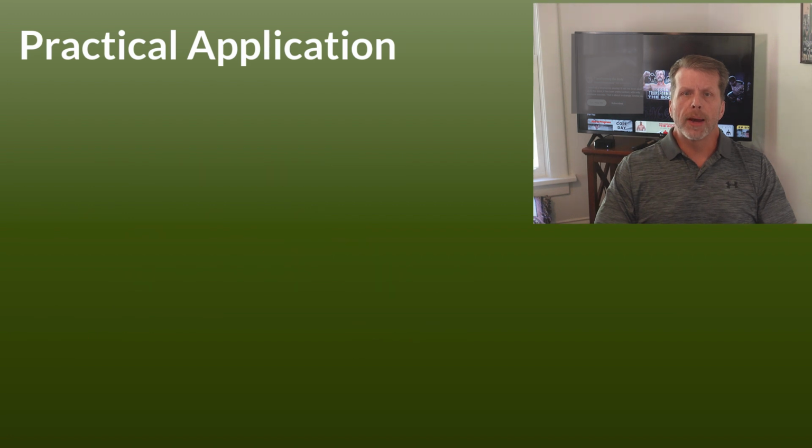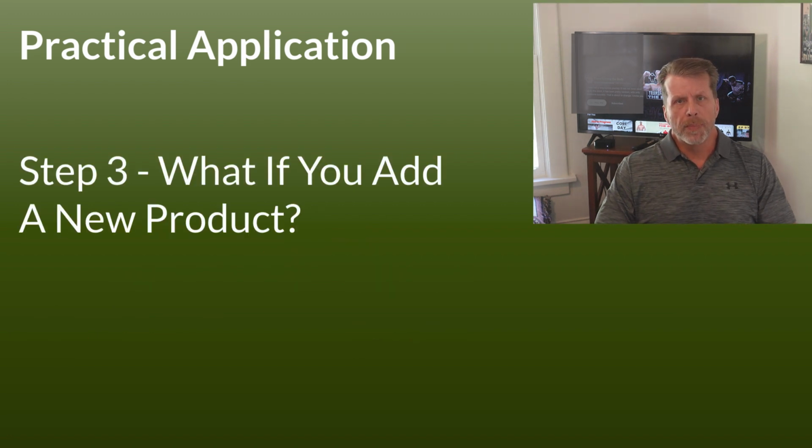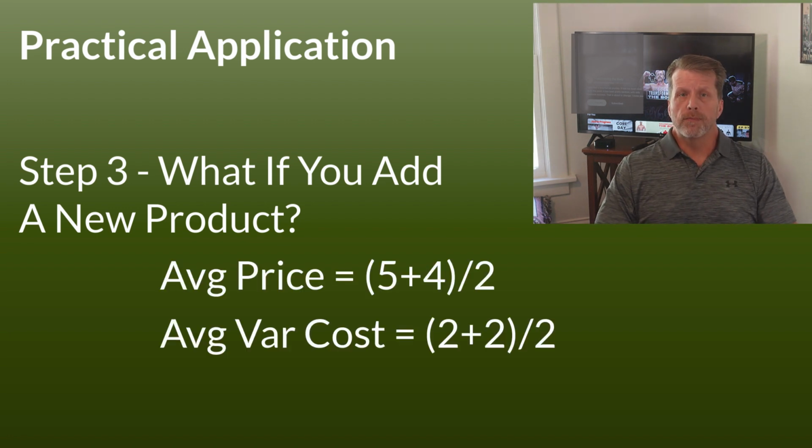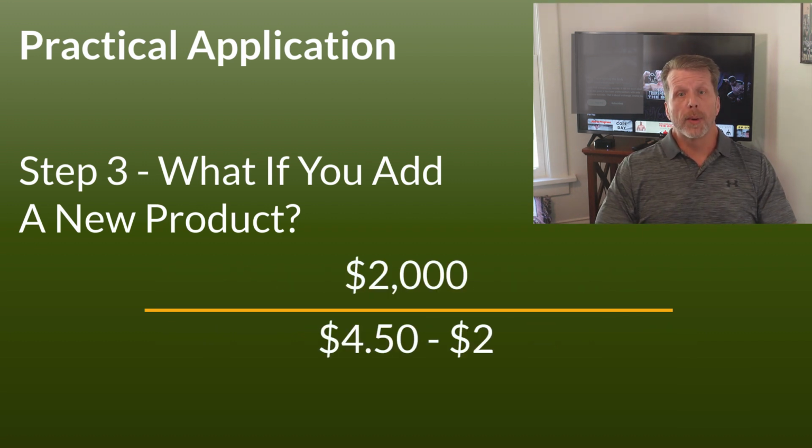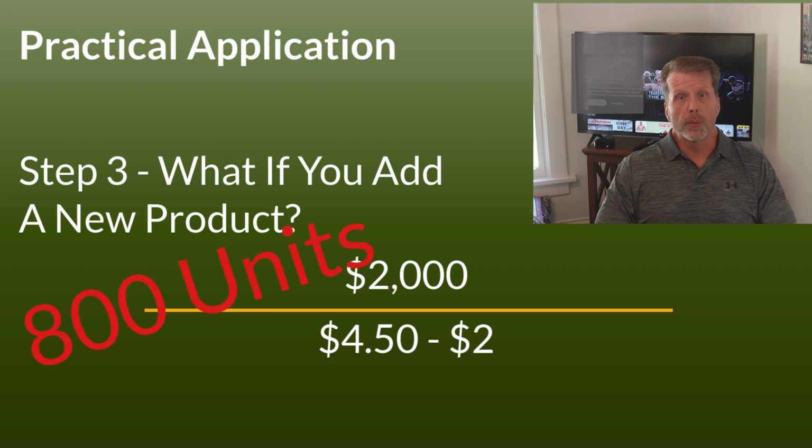Now let's suppose you're thinking about adding a new similar product to your lineup, and your fixed costs won't increase. Let's say the new cupcakes will be sold for $4 each, with the same $2 variable cost per unit. If you plan to sell both products in equal volumes, the average selling price and variable cost would be $4.50 per unit and $2 per unit. Using these averages, your new break-even point would be 2,000 divided by 4.5 minus 2, or 800. This means you'd need to sell a total of 800 units of the two products combined to break even.